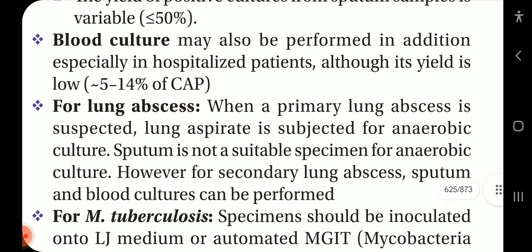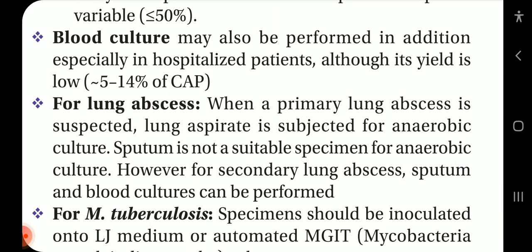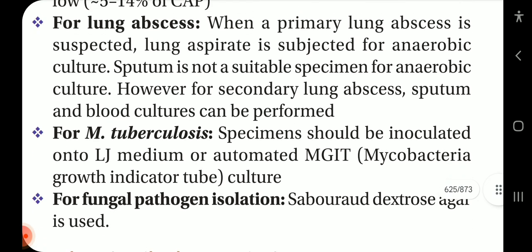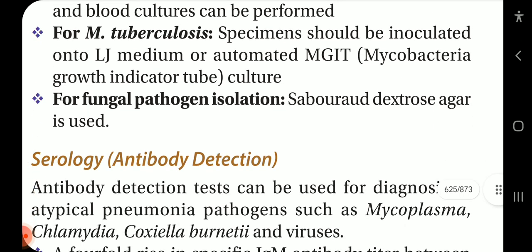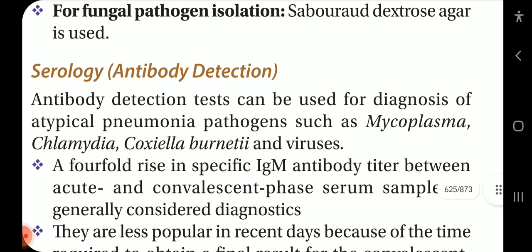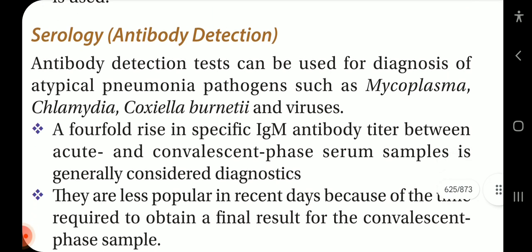Blood culture may also be performed in addition, especially in hospitalized patients, although its yield is low, 5 to 14% of CAP. For lung abscesses, when a primary lung abscess is suspected, lung aspirate is subjected to anaerobic culture; sputum is not a suitable specimen for anaerobic culture. However, for secondary lung abscess, sputum or blood cultures can be performed. For M. tuberculosis, specimen should be inoculated onto LJ medium or automated MGIT, Mycobacteria Growth Indicator Tube culture. For fungal pathogen isolation, Sabouraud dextrose agar is used.